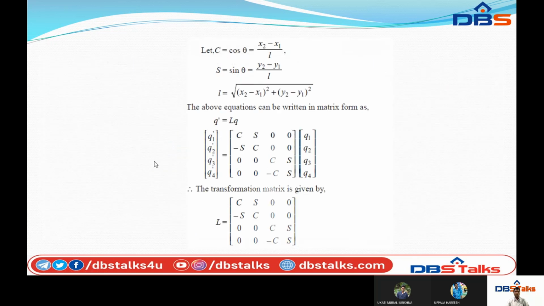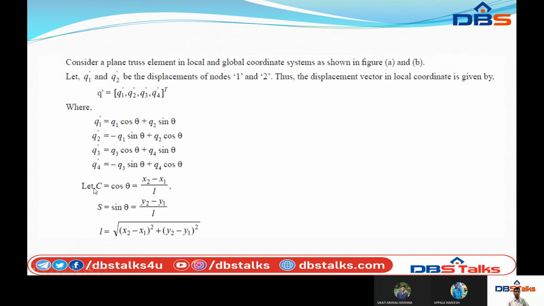Q1, Q2 are zeros. Q3 is cos theta, which is C. Q4 is S. Both are positive. Double zeros in Q1, Q2. Q3 as C, Q4 as S. Coming to Q4 dash, it is 0. Q1, Q2 are zeros. Then sin theta is S minus S plus C.